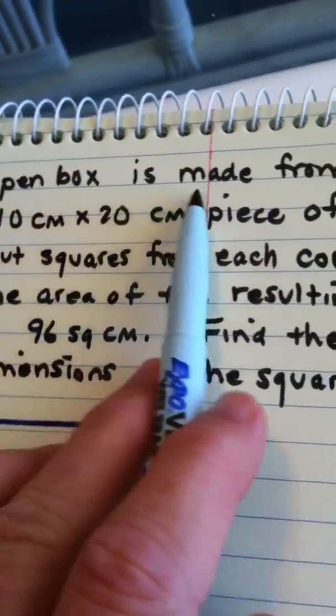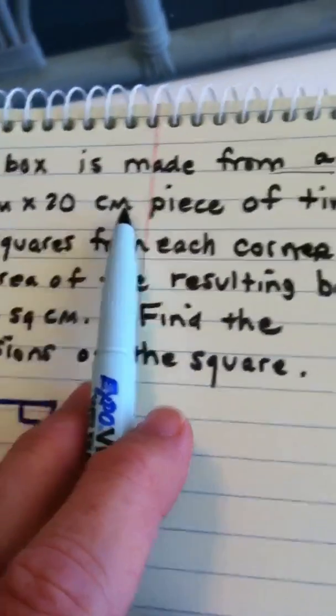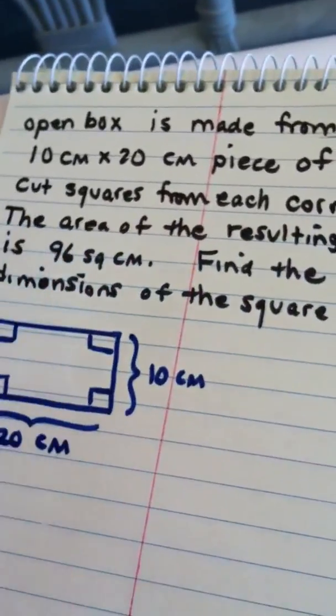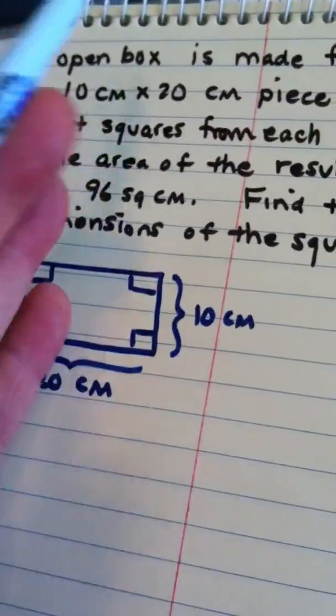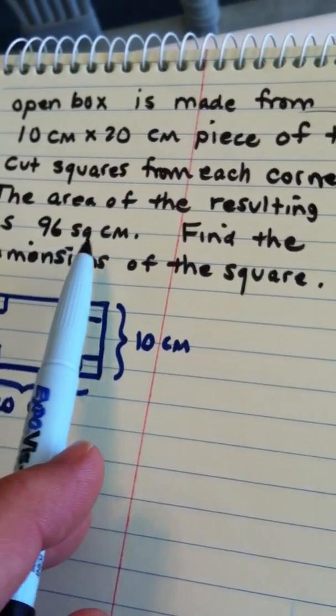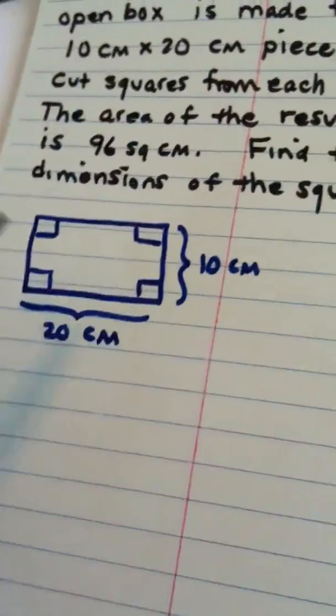We're making an open box, and the way we're going to make the box is we're going to start with a 10 by 20 centimeter piece of tin. We're going to cut squares out of each corner. We're going to turn it up, and the bottom of the box, the area of the resulting base, is 96 square centimeters. Find the dimensions of the square we cut out.